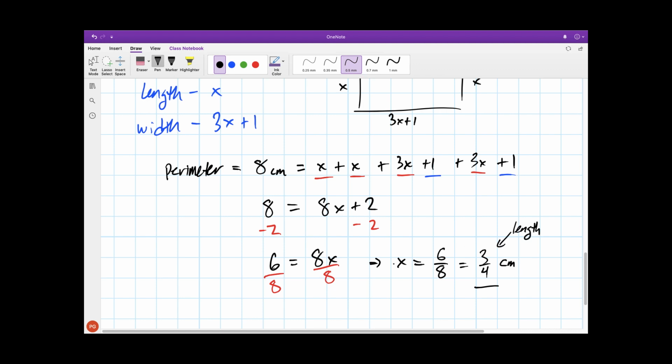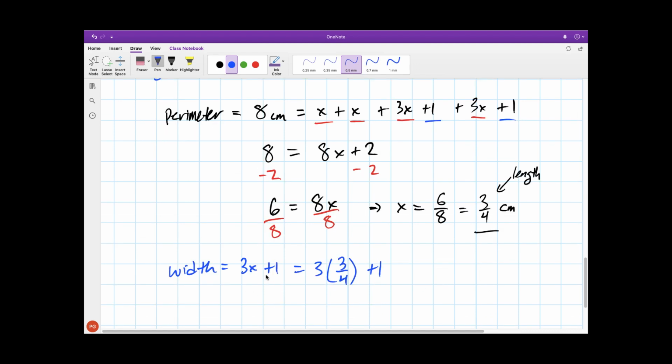To find the width, we have to go back to the equation that we have for width, 3x plus 1. So we need to do 3x plus 1. We know x is 3 over 4. Remember, when we're multiplying fractions together, we multiply the tops, we multiply the bottoms.